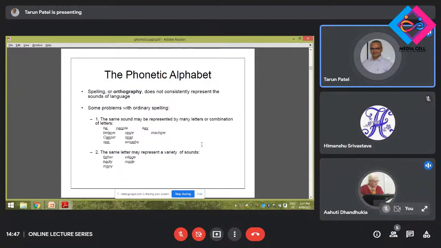It might confuse you, like amoeba, which many people may not remember how to spell, even me perhaps. So then the same letter sometimes may represent a variety of sounds.